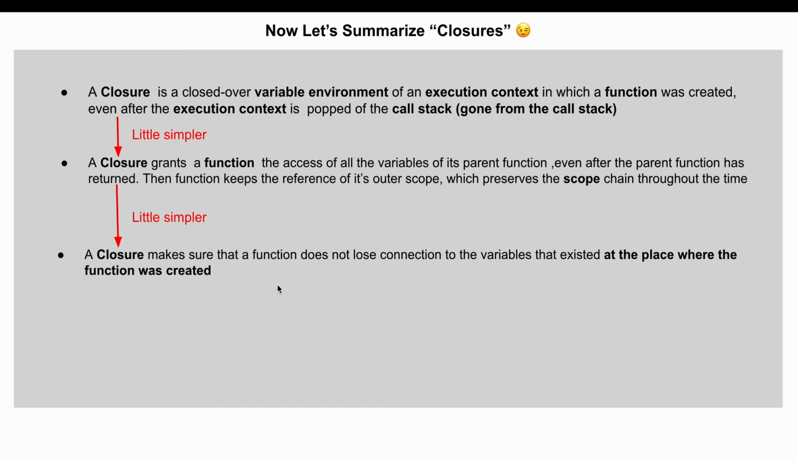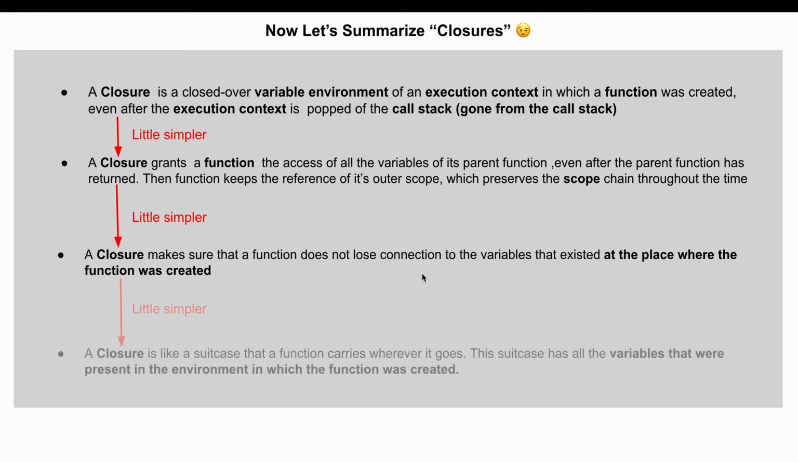So we can say a closure makes sure that a function does not lose connection to the variables that existed at the place where the function was created. Or, some people like this analogy a lot: we can say a closure is like a suitcase which the function carries wherever it goes. This suitcase has all the variables that were present in the environment in which the function was created. So in our case, that environment is the bookSeat function, right? And that environment contains one variable, that is studentCounts. So now our bookNow function will have the studentCounts variable in its suitcase.